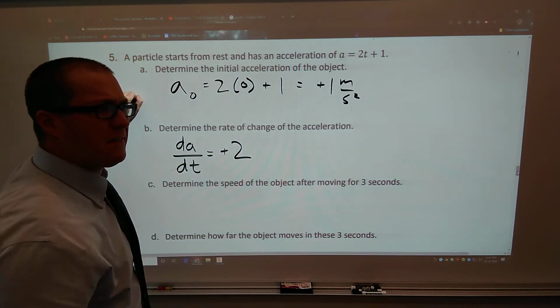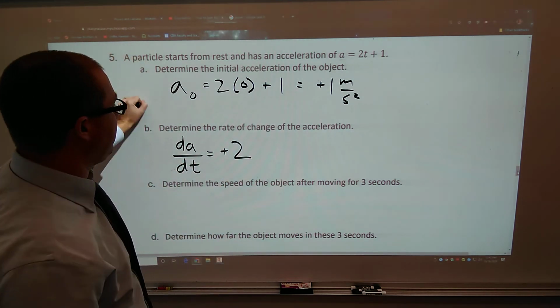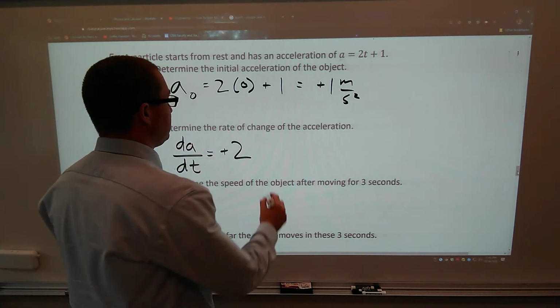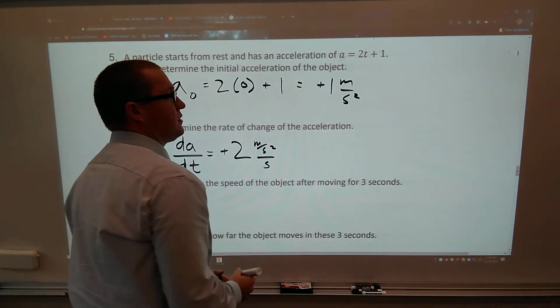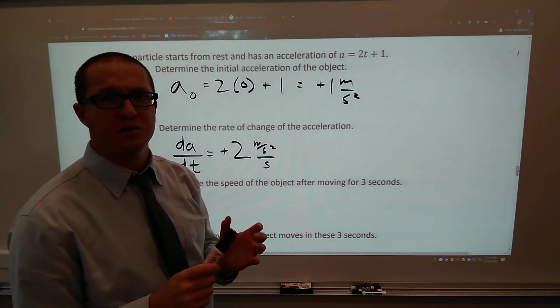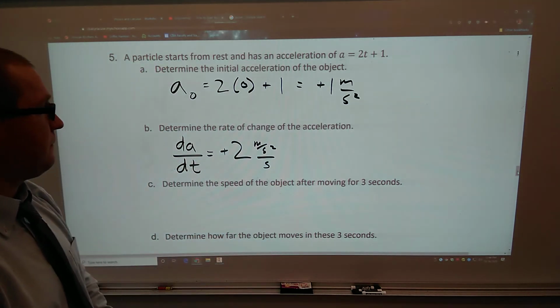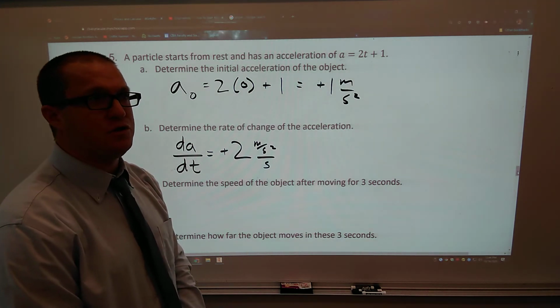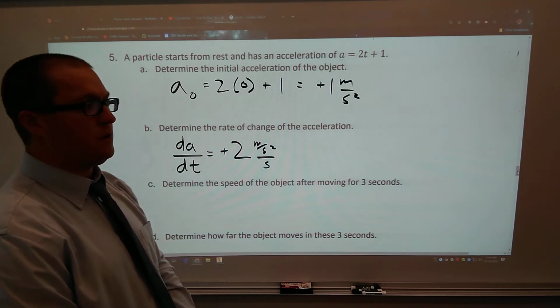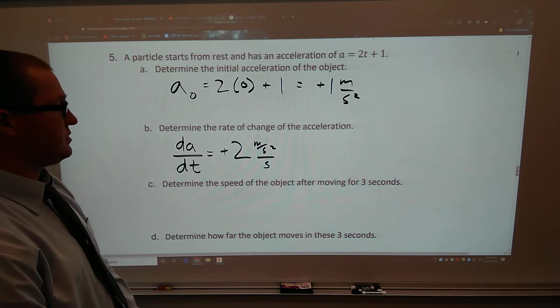What would the units on that be? Well, it's meters per second squared per second. It's how much the acceleration is changing by each second. Sometimes that is called jerk, jolt, or jilt. We typically just write it as dA/dt.